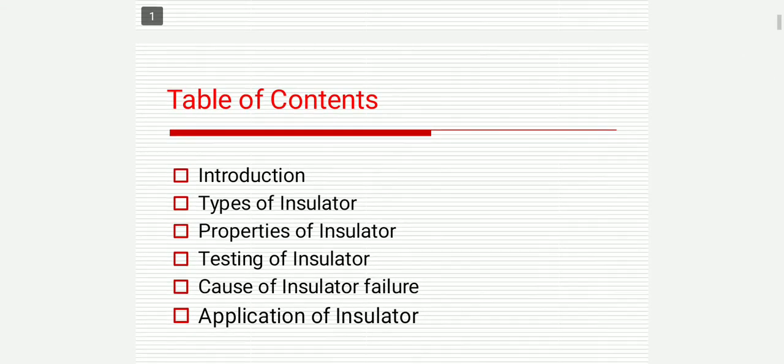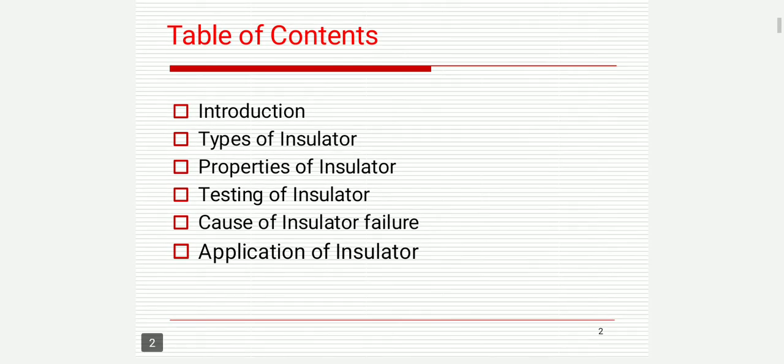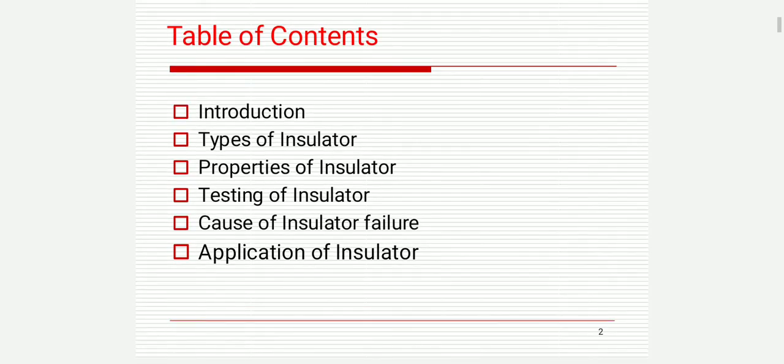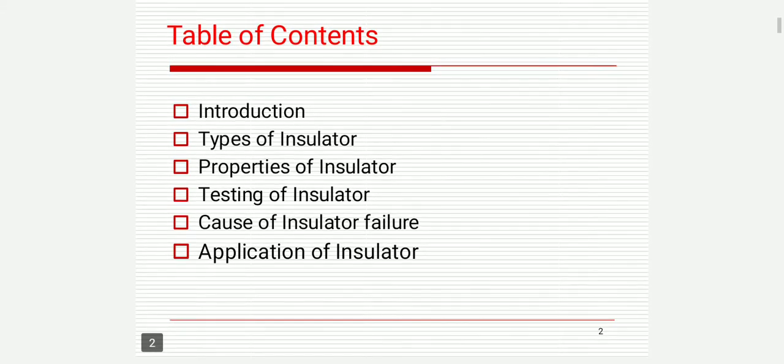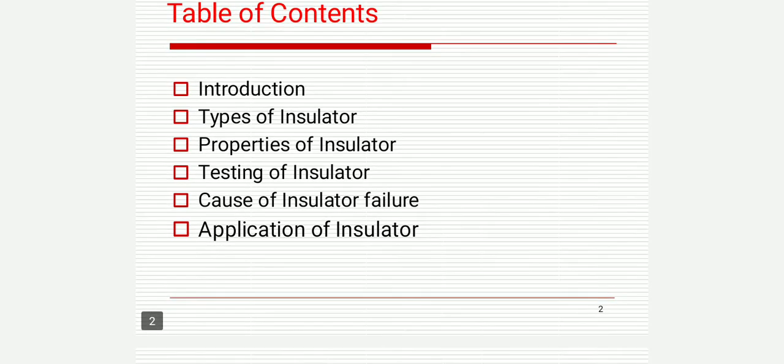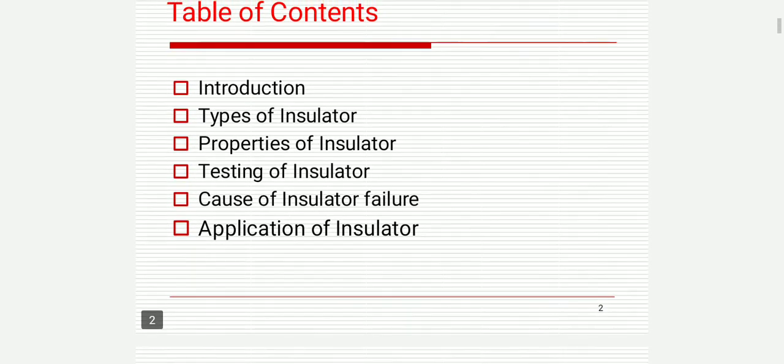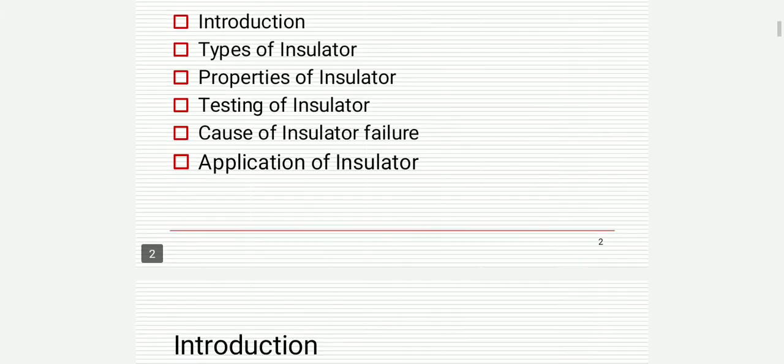Coming to the next slide, which is the table of contents, that is, the topics we are going to discuss regarding insulators and types, the different types of failures, the applications, the properties, and the testing of insulators in this presentation. The first is the introduction, second is types of insulator, third is properties of insulator, fourth is testing of insulator, fifth is causes of insulation failure, and the sixth is applications of insulators.